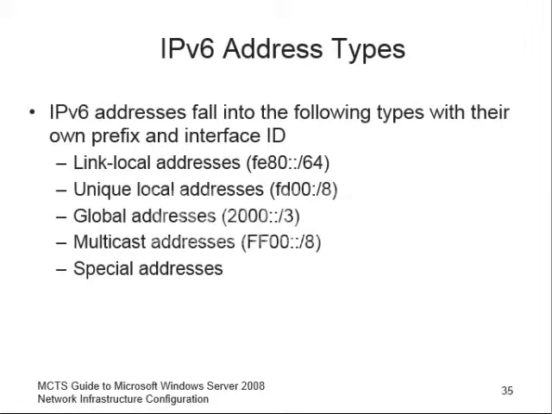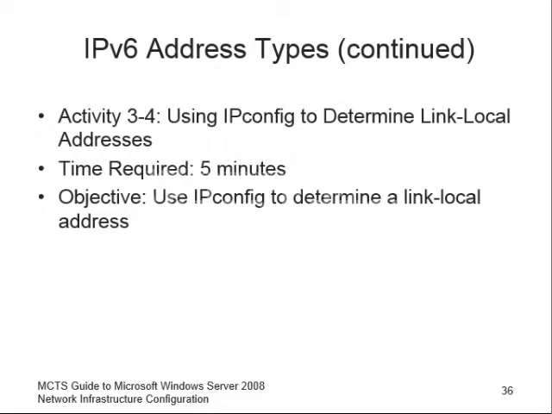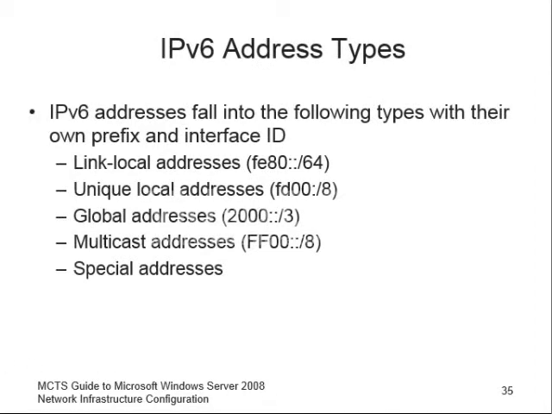IPv6 addresses fall into the following types: link local addresses, unique local addresses, global addresses, multicast addresses, and special addresses. The link local address is an IPv6 unicast address that can be automatically configured on any interface using the link local prefix FE80::/10, and then the interface identifier in the modified EUI-64 format.